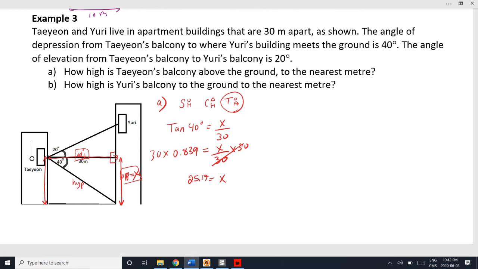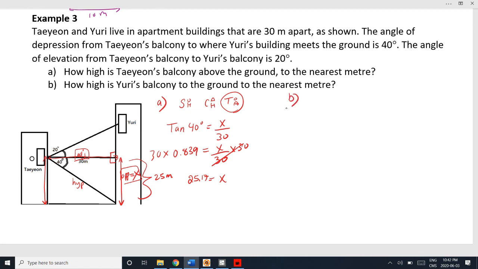So that's how tall Taeyeon's balcony is off the ground. This distance here, we figured out to be 25.17, and here it says to the nearest meter, so it's 25 meters. So we know this is going to be 25 meters. Okay, so that's solution A.